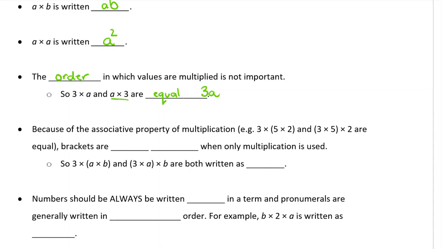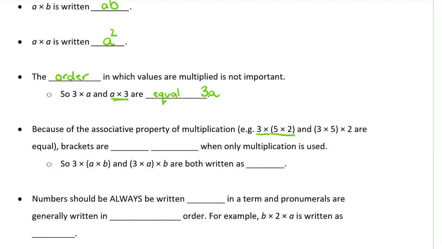Even in the second one, where the a is first, we always put the number in front when we are simplifying them. Because of the associative property of multiplication, 3 times bracket 2 times 5, sorry, start again.